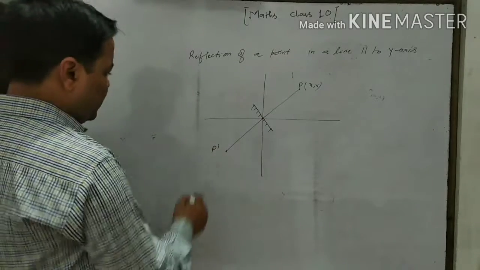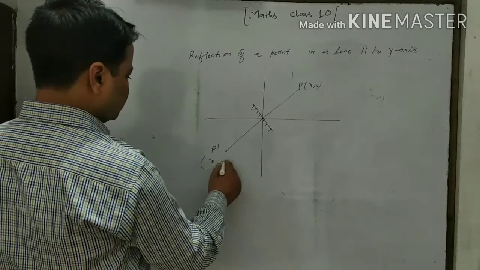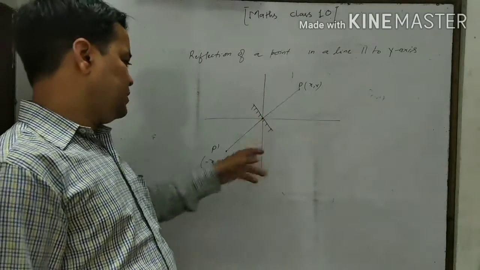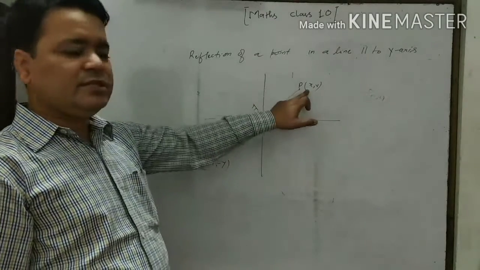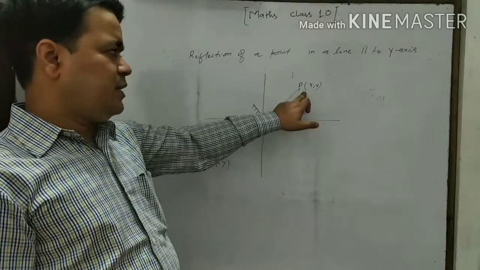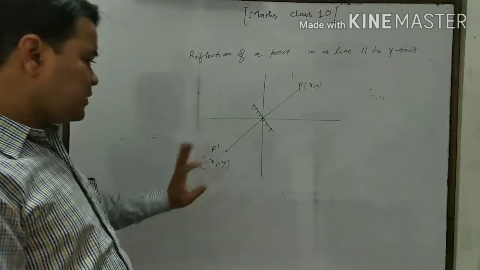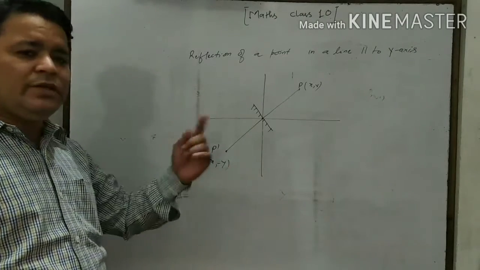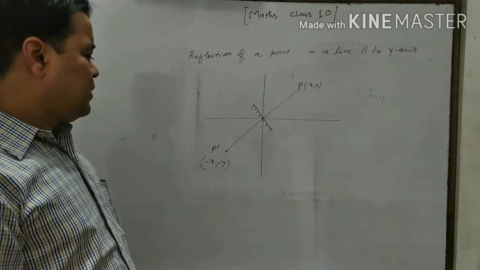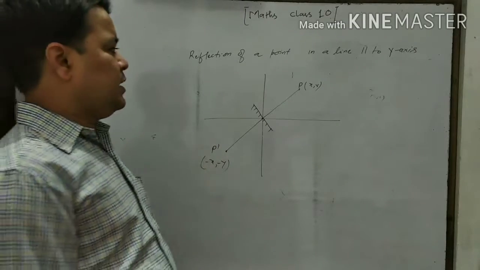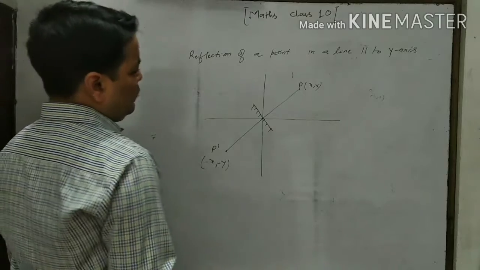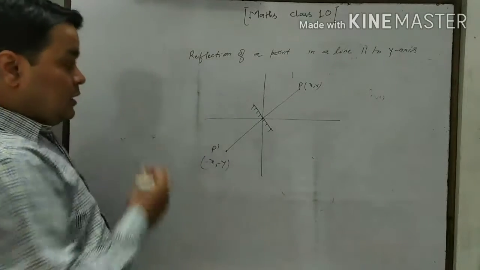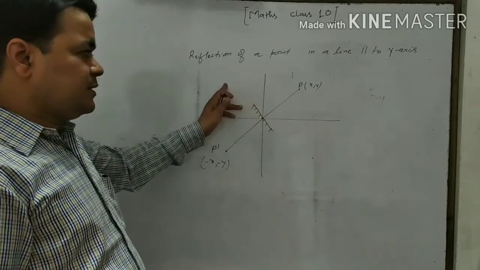Its coordinate will be (-x, -y), because the image will be in the third quadrant and the object is in the first quadrant. In the first quadrant the sign is positive, and in the third quadrant both the x coordinate and y coordinate are negative, therefore it will be (-x, -y). Getting it? Similarly, if we have any point here, then its image will be on this side.